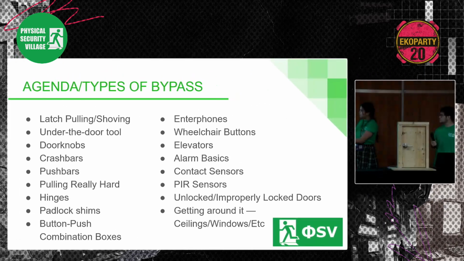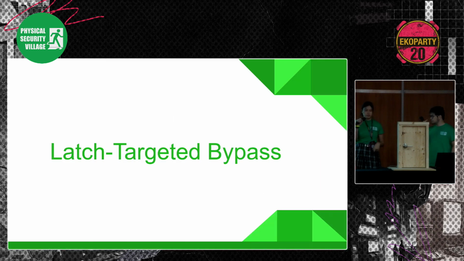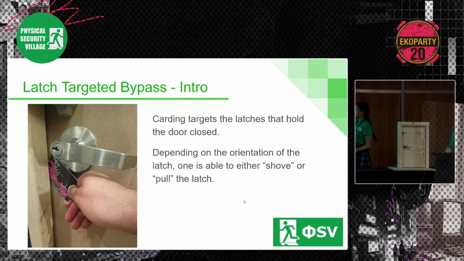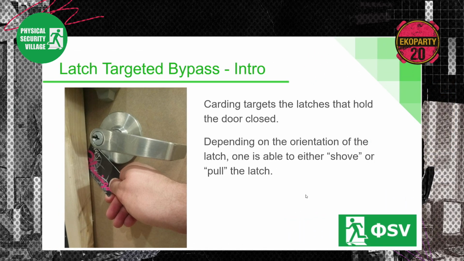So here's the really quick agenda of what I'm going to go through. I'm not going to go through it step by step because we'll get into it. So let's get started with latch-targeted bypass. Latch-targeted bypass usually refers to either carding or shoving a door. Some people will also call it credit carding a door. Basically the idea is that it targets the latch that holds the door closed. Could you rotate this actually, 180? Yeah, and then, like I mentioned, depending on how the latch is facing, you'll either be shoving or pulling the latch. Oh, all right.